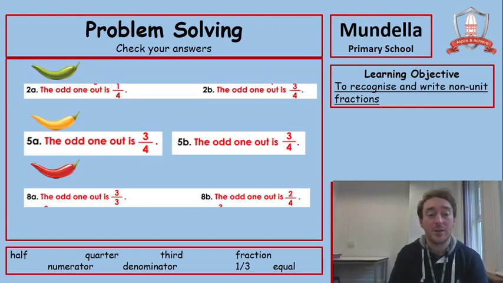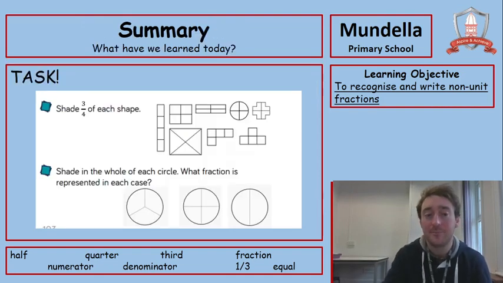There we are. It shows us the odd one out in each case. Obviously, go back in the video a little bit to your page if you need to remind yourselves of the question as well, so you know whether to tick, whether to cross, or what you can add just as a correction. Okay, well done again. Very well done with non-unit fractions. Let's have a look at our summary then.